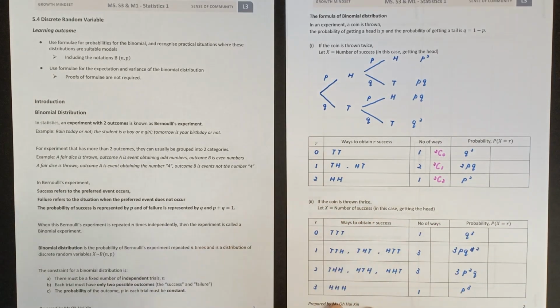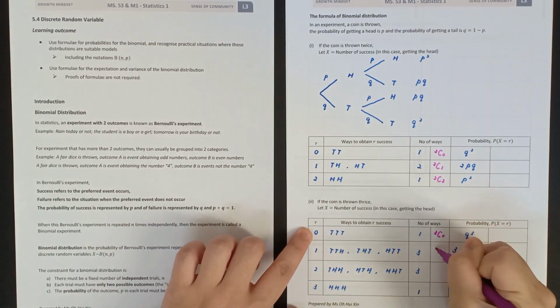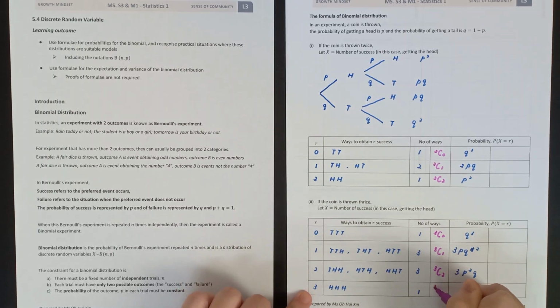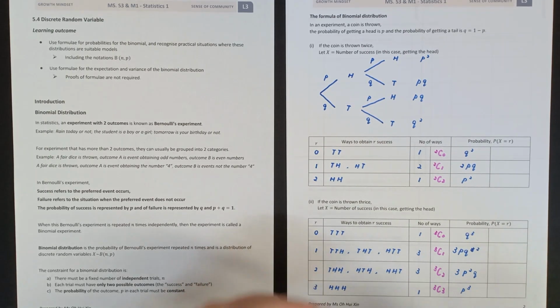The same thing: this is throwing 3 times, right? So now the total trials become 3. So this is 3C0, 3C1, 3C2, and 3C3. This is how I get all the number of ways here, meaning it tallies with reality if we try to do it manually without using the formula.